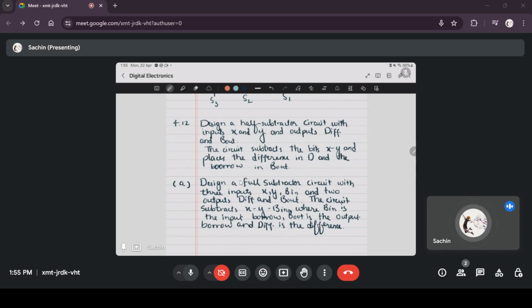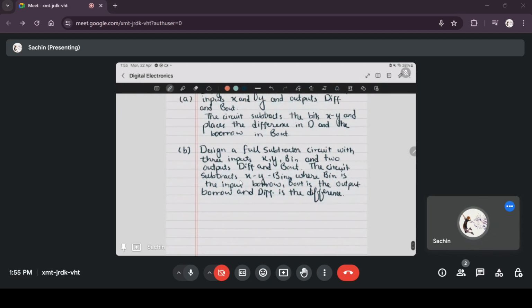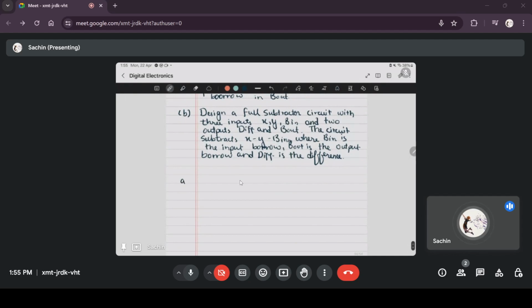I think they have made a mistake here. I would call this part A and call this part B, because part B is, yeah, this is more convenient. Solution to part A, we are trying to get a half subtractor.